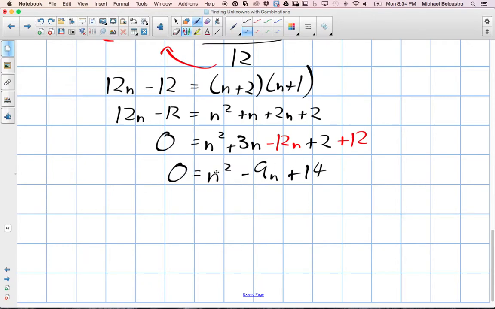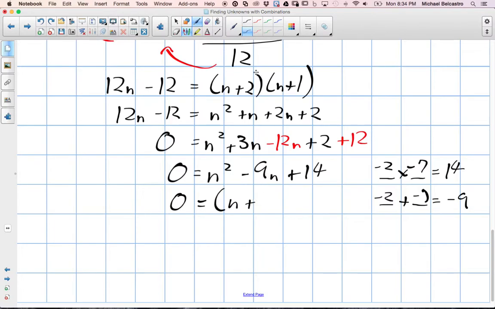And we're in a situation where we can factor again. I need two numbers that multiply to 14 and add to negative 9. And it turns out negative 2 and negative 7 work out very nicely. So going by factoring rules, which now means, very interesting, we get n minus 2 and n minus 7.